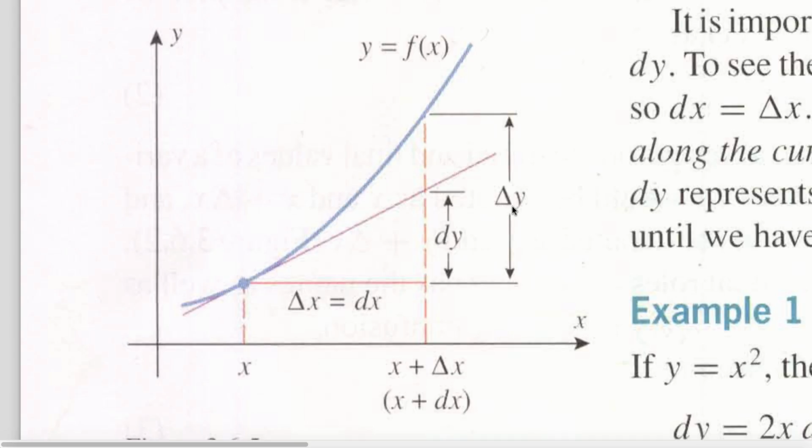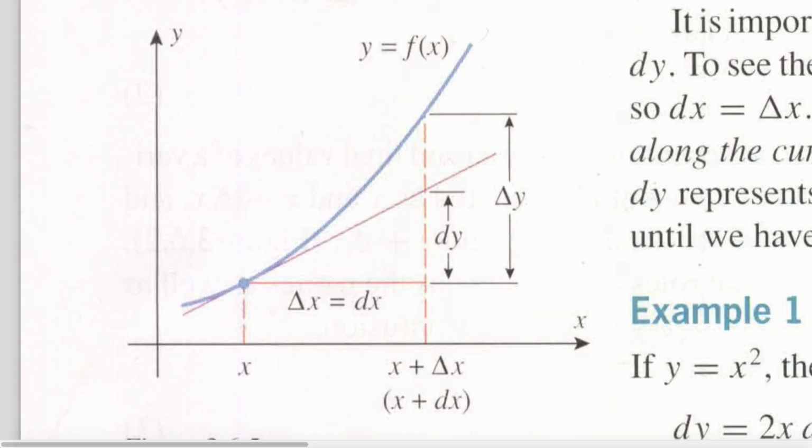Delta y is the rise of the secant line. So if I put a point here and connected this point to that point, it would be a secant line. And that is primarily the difference between the two. Delta y is the rise in the secant, whereas dy is the rise in the tangent.